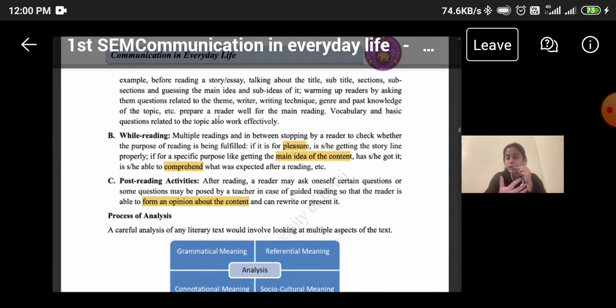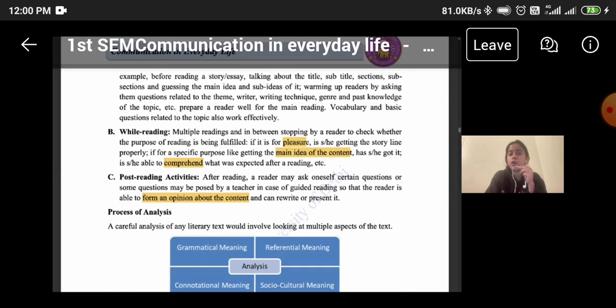Then comes your activity when you're reading the work. This is known as while-reading activity. What is while-reading activity? While-reading activity is both intensive and extensive reading. You are fulfilling your role as a reader. You are trying to find out the main idea of the content, and after finding out the main idea of the content, you are also able to comprehend it, right?